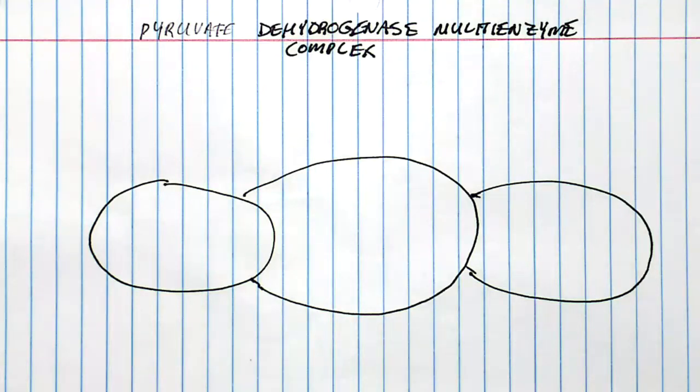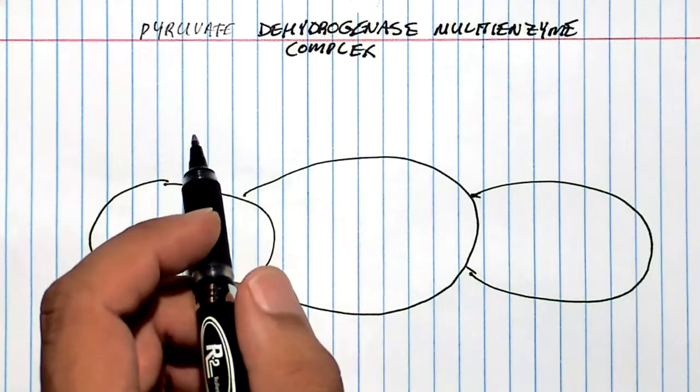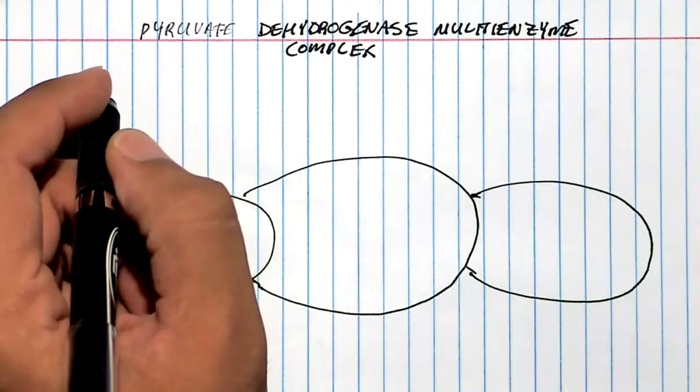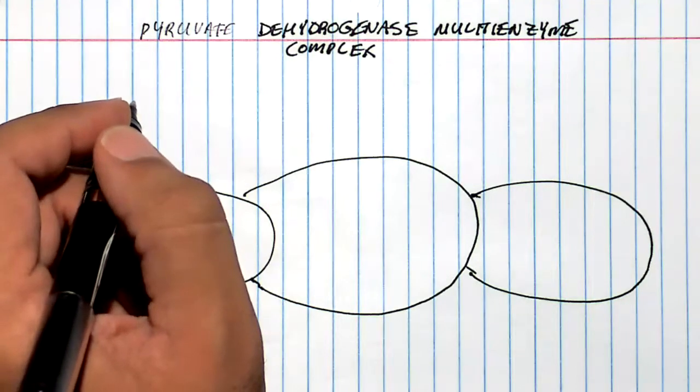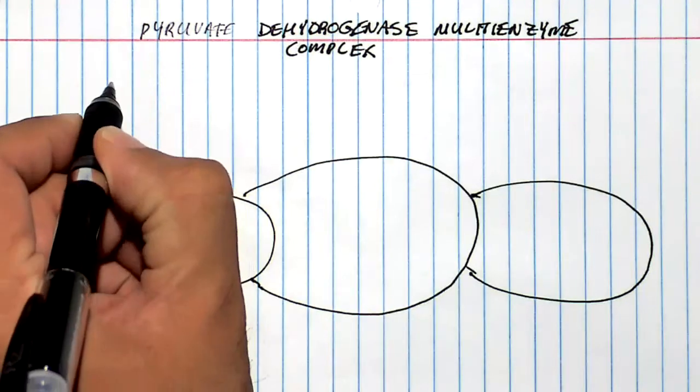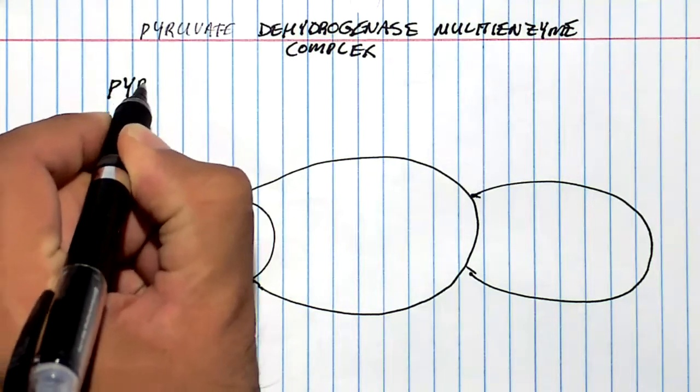Okay, class, so let's go over the pyruvate dehydrogenase multi-enzyme complex. This is an important enzyme that aerobic organisms utilize to take pyruvate and convert it to the high-energy molecule acetyl-CoA. So if we were to write what this enzyme catalyzes, it catalyzes the irreversible reaction. So the reaction arrow proceeds in one direction, and the reaction is pyruvate.